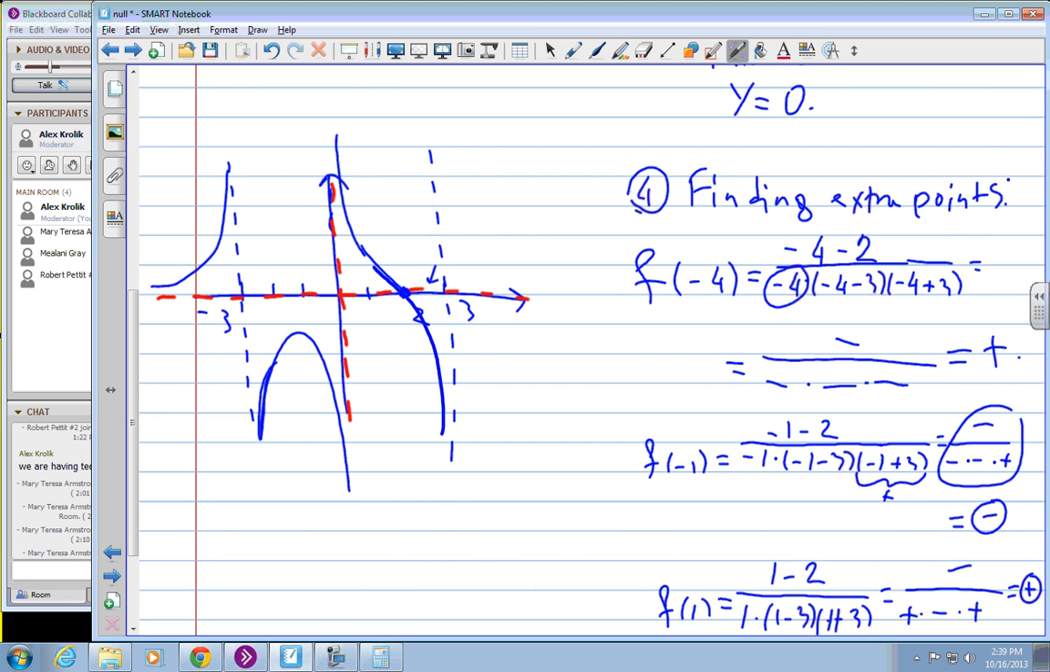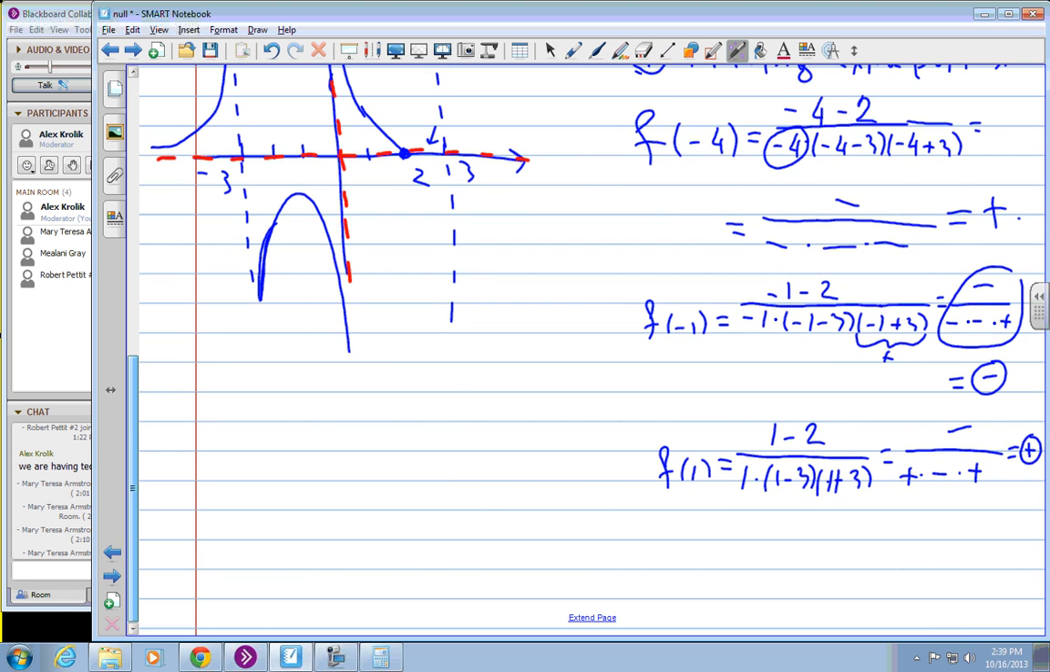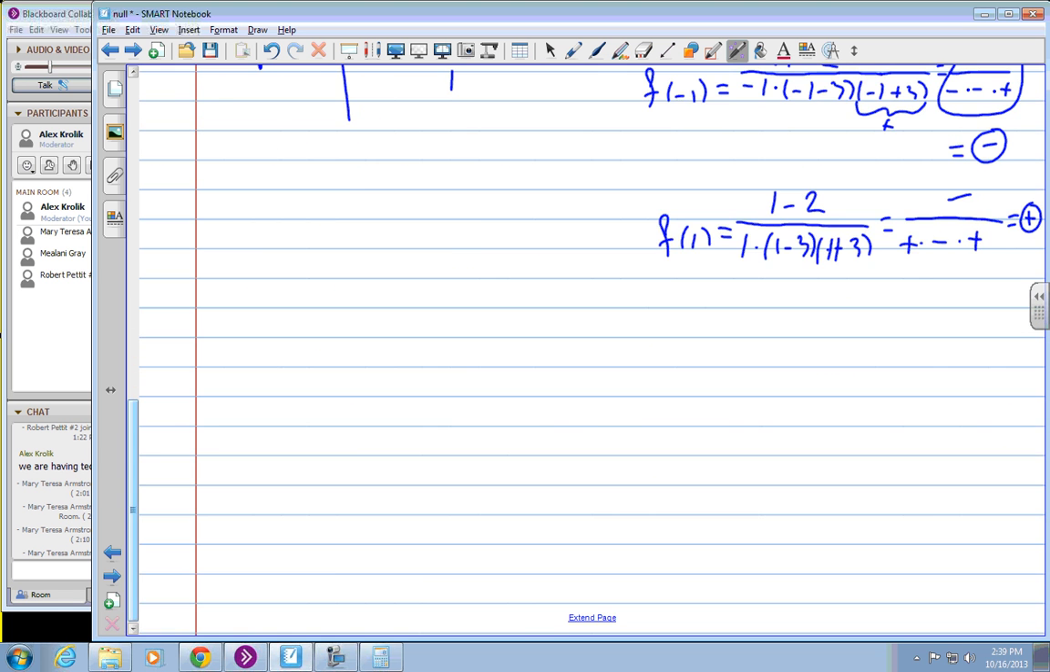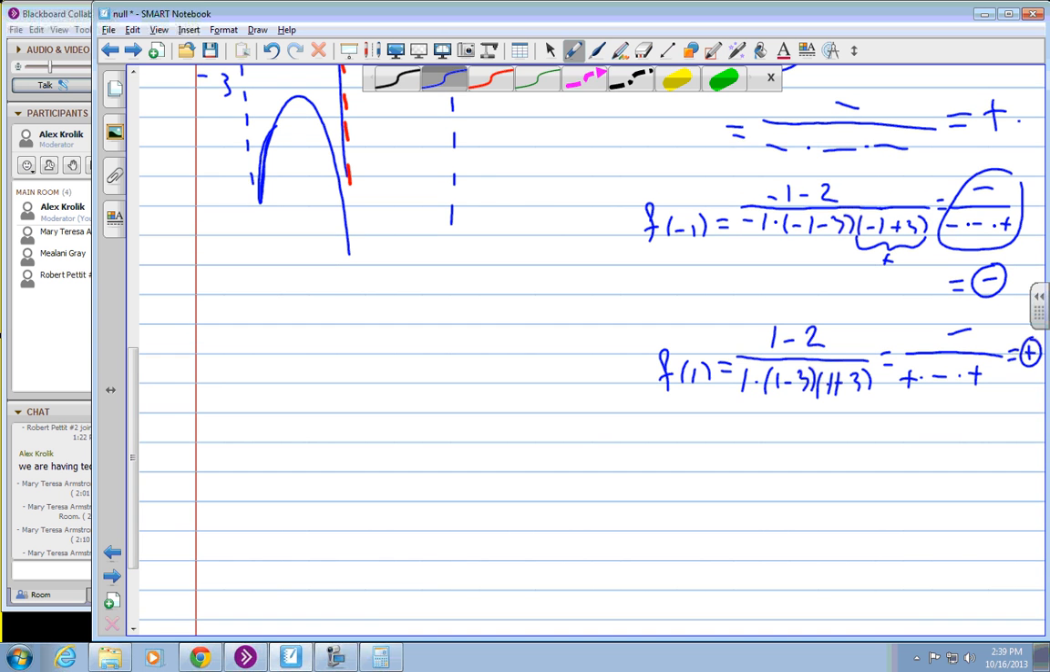What does your gut tell you will happen? It will go down, right? And your gut is exactly right. But you don't trust your gut every time. So we really have to test between 2 and 3, so like 2.5. So I have to really compute f of 2.5.